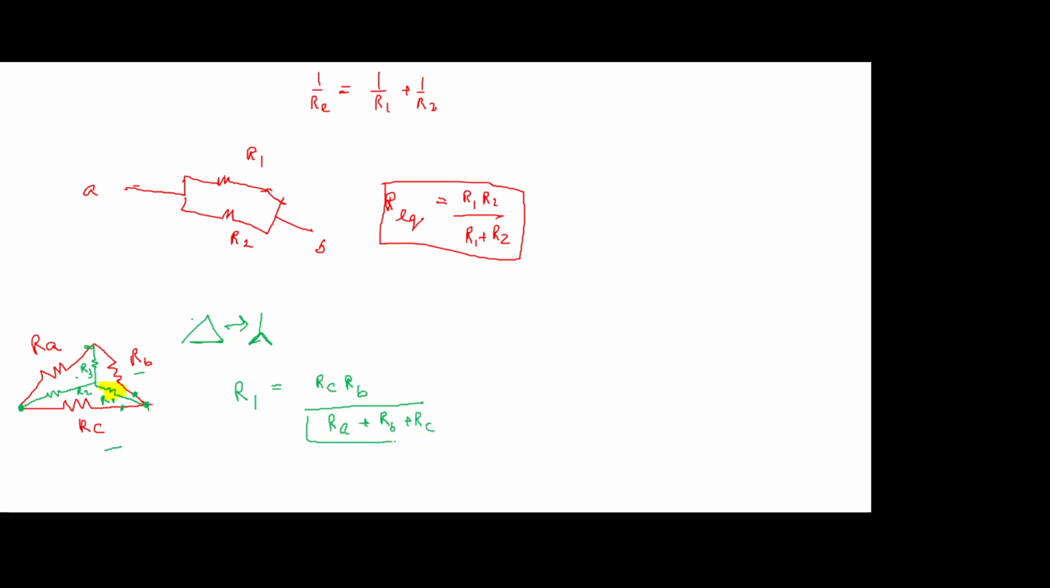Now this denominator will be the same for each of the resistances R1, R2, and R3. Similarly, the denominator remains constant in all the three: RA plus RB plus RC. Whereas the numerator for R2 will be, R2 is between the branches RA and RC, so it will be RA into RC. R3 is between RA and RB, so in the numerator it will be RA and RB.